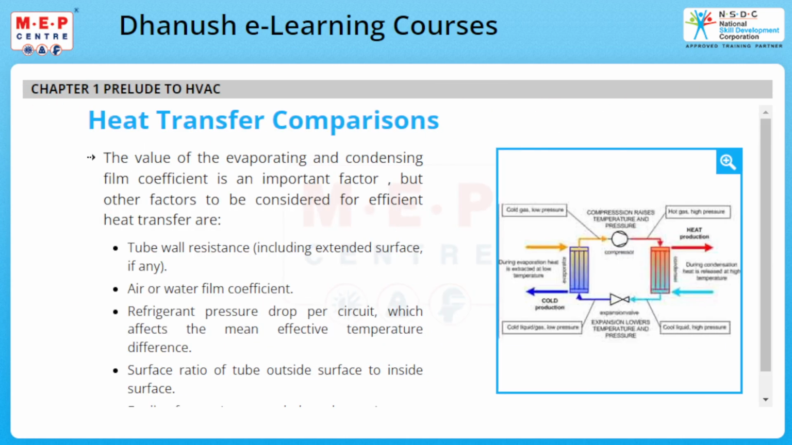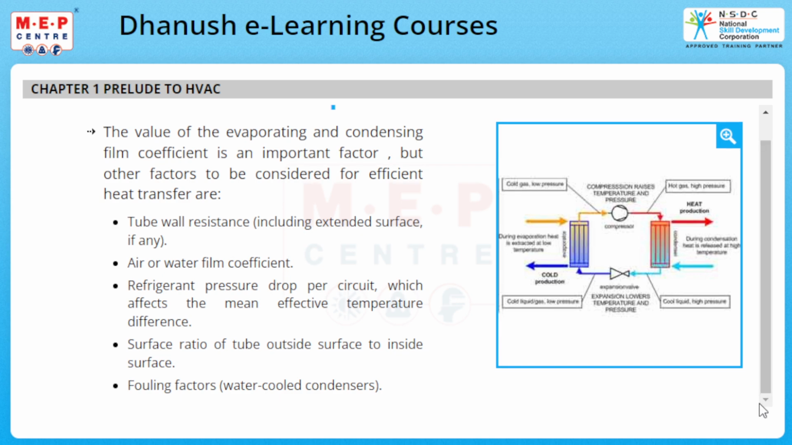The value of the evaporating and condensing film coefficient is an important factor, but other factors to be considered for efficient heat transfer are tube wall resistance, including extended surface if any, air or water film coefficient, refrigerant pressure drop per circuit which affects the mean effective temperature difference, surface ratio of tube outside surface to inside surface, and fouling factors, water-cooled condensers.